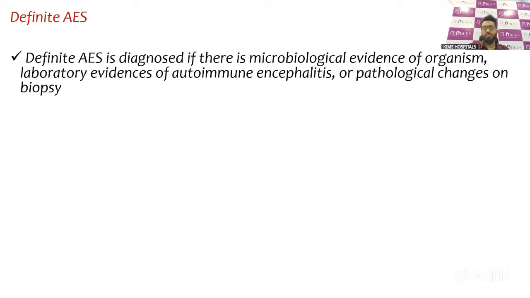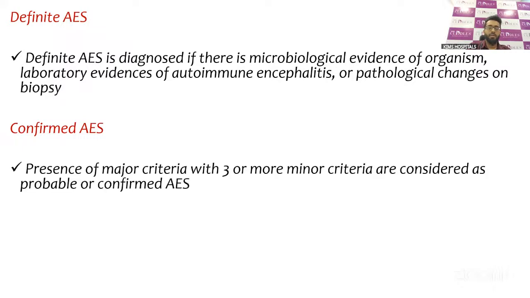So based on these major and minor criteria, there are a few definitions of AES. There is one thing which is called definitive AES. So definitive AES is basically there should be the isolation of the bacteria or the microorganism you're suspecting. That can be in the form of a culture, it can be in the form of PCR, it can be in the form of metagenomics. So identifying the exact organism will become the definitive AES.